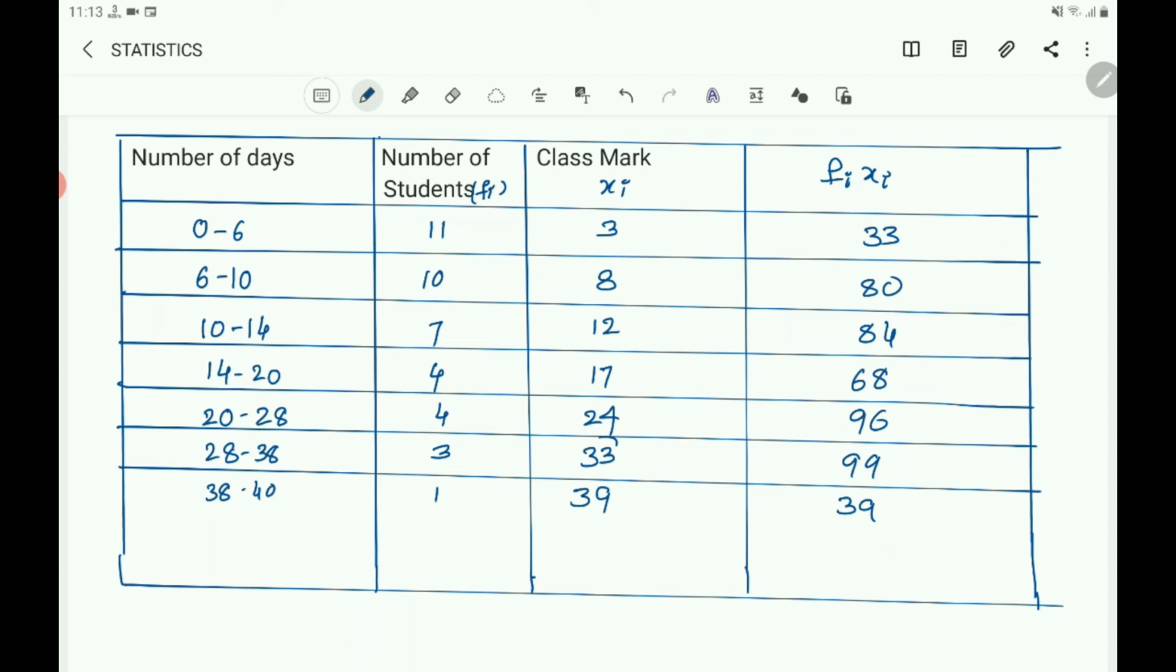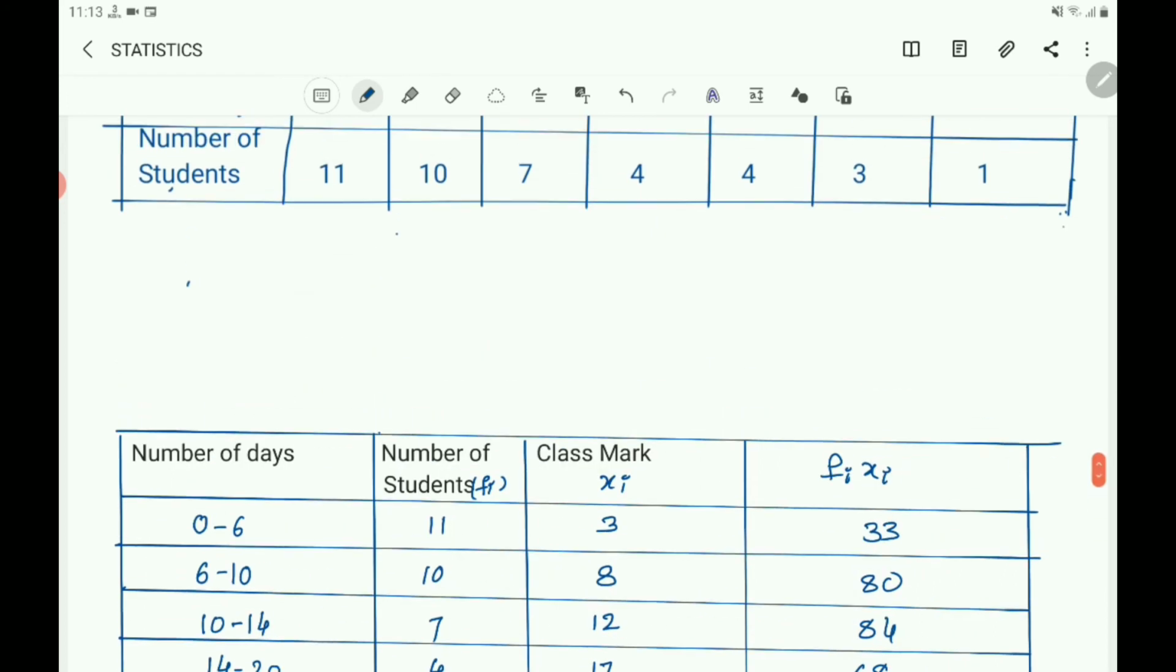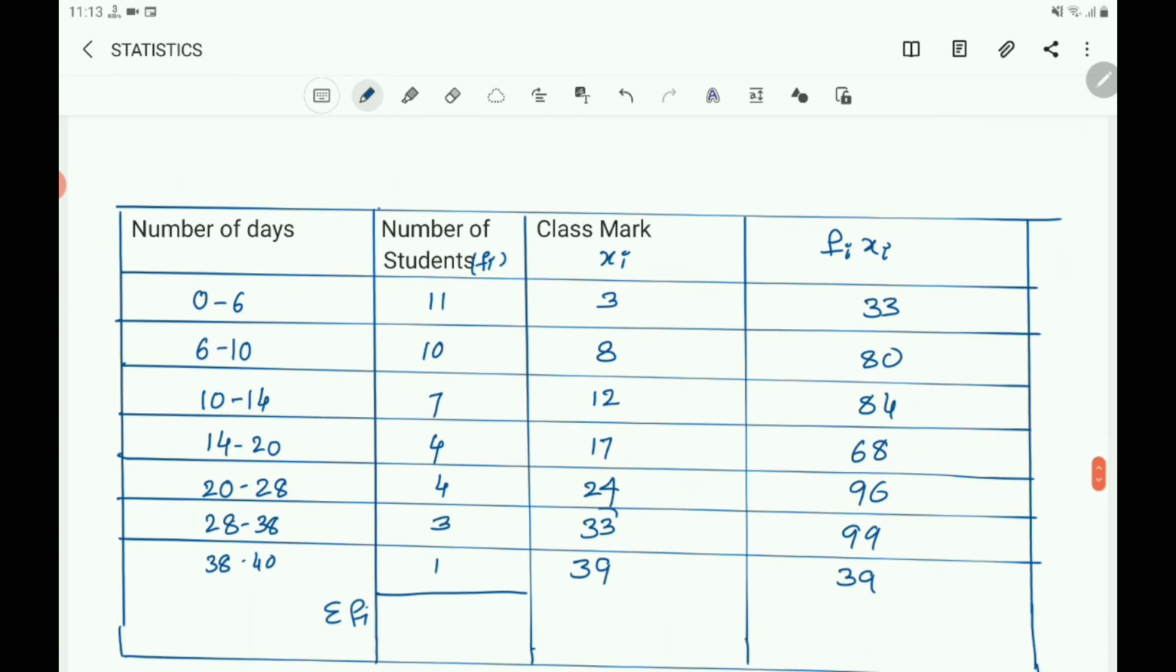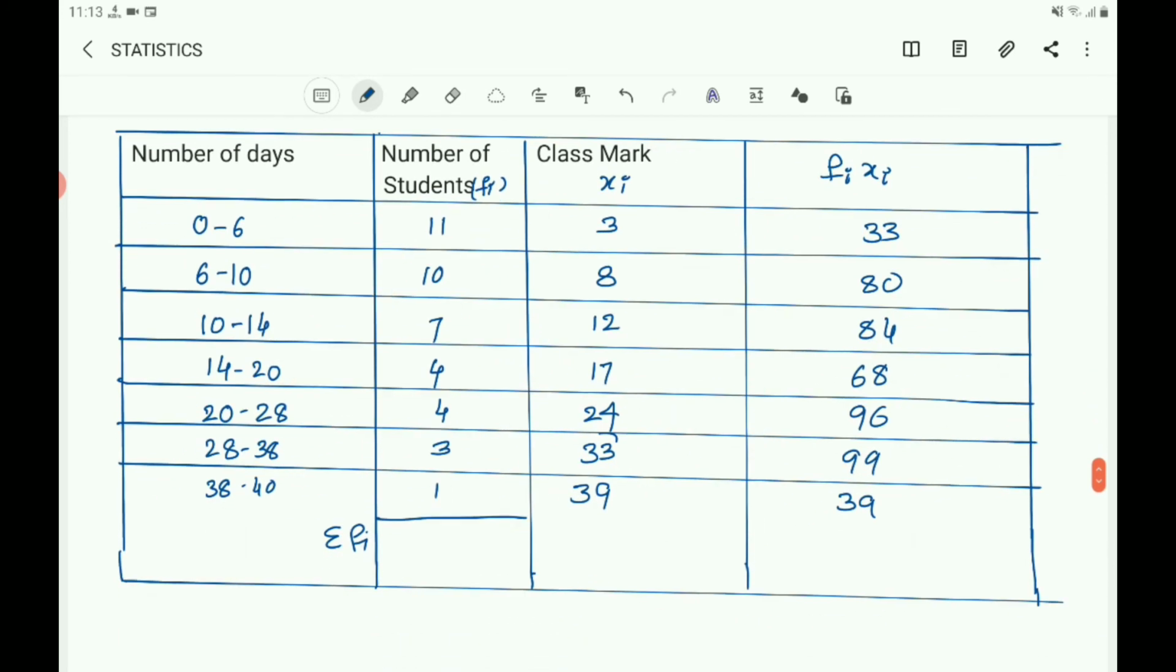Then you find the summation of Fi, that is total. It is given that there are 40 students. 40 students' absences are recorded. So here once again you verify: 1 plus 7, 8. 8 plus 4, 12. 12 plus 4, 16. 16 plus 3, 19. 19 plus 1, 20. 0. And 2 plus 1, 3 plus 1, 4. Exactly you got 40.